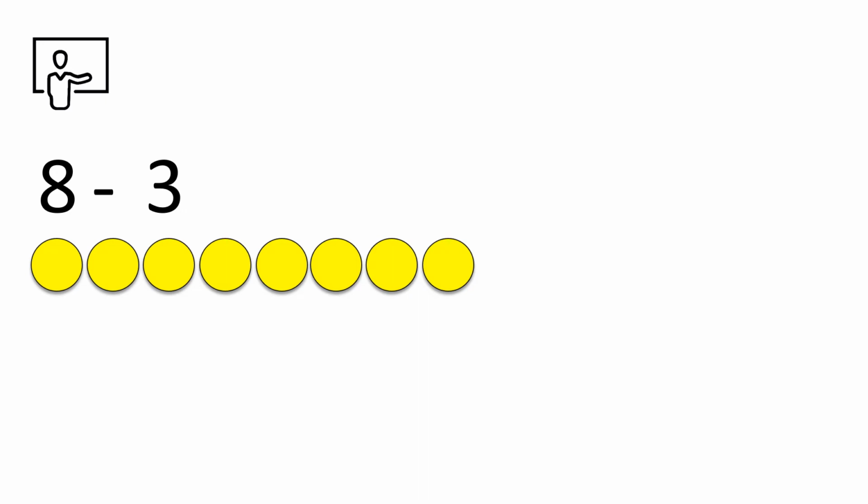So 8 minus 3. Well, there's 8. If we minus 3, we know that the answer is 5. We didn't need the counters to do that. But we keep the counters in there because we want to keep this model going. So 8 minus 3 equals 5. We're all quite happy with that at this stage.